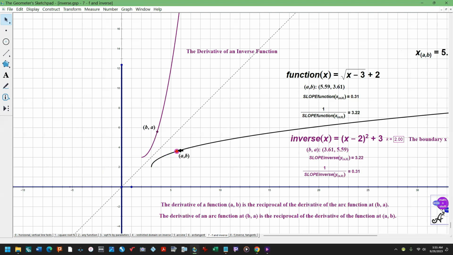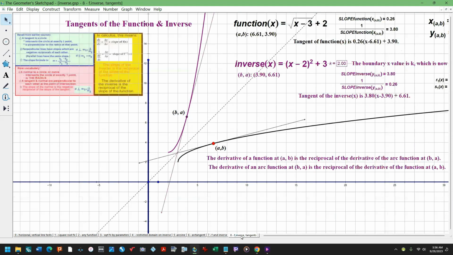I'm looking at the derivative, the slope of the tangent at AB. Here's the slope of the function at AB. It says the derivative, the slope of the tangent is 0.36. Here we've got this 1 over the slope of the inverse function, and they match. And let's just move A and B. Notice that they match.